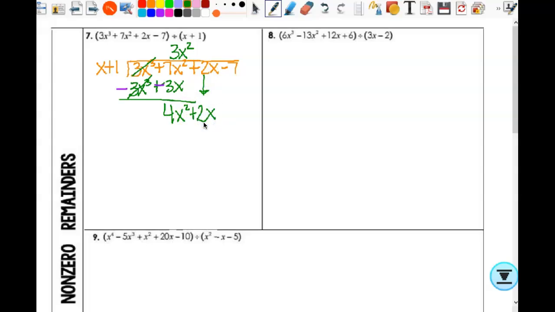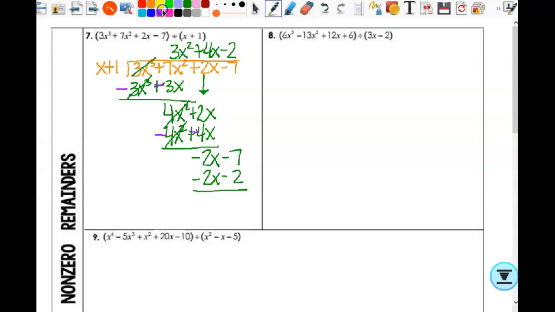Then 4x squared divided by x is 4x. So then this gives me 4x squared plus 4x. I change the signs. Those zero out. Negative 2x minus 7. Negative 2x divided by x is negative 2. So that gives me negative 2x minus 2. Change the signs. Those zero out. This gives me a negative 5.